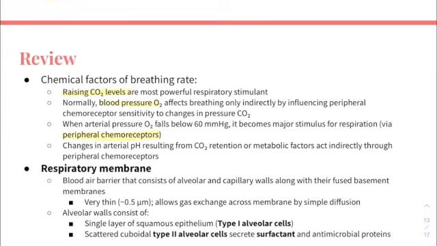We have a blood-air barrier, which is those capillary walls and those alveoli walls, and their basement membranes. That is what allows for simple diffusion of gases. Our alveoli have that simple squamous epithelium, which is the type 1 alveolar cell. And then we have the type 2 alveolar cells, which create surfactant.